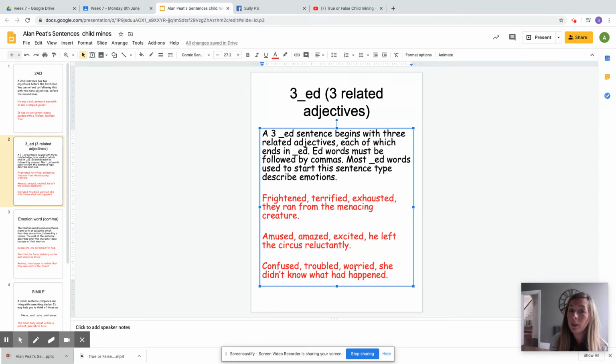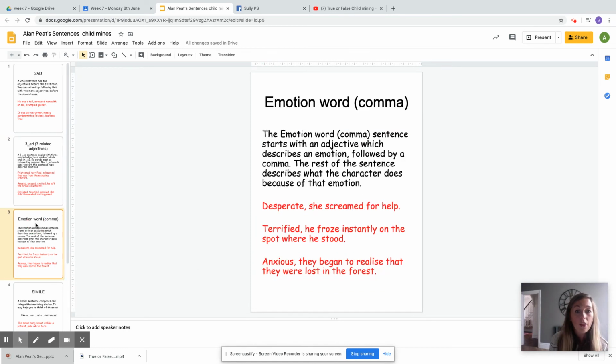So that would be a really quite easy one, I think, to do to describe the pictures that you're about to see, because you'd be able to describe how you think the miners might have been feeling working in those conditions. The next one I want to remind you of is an emotion word and then a comma sentence.